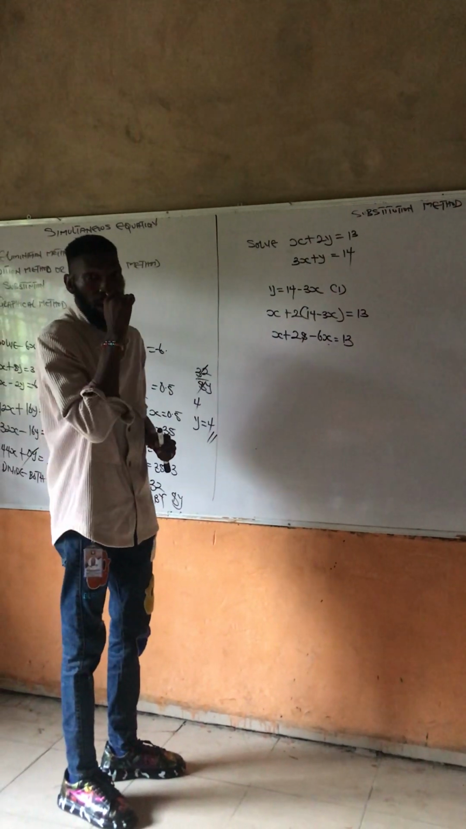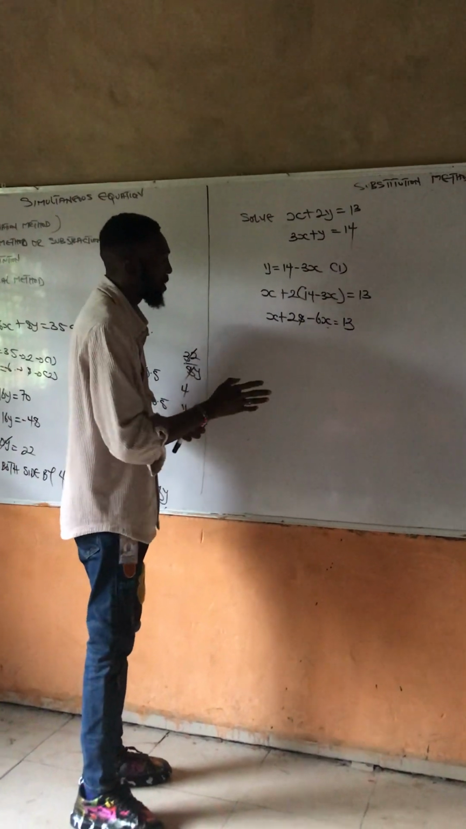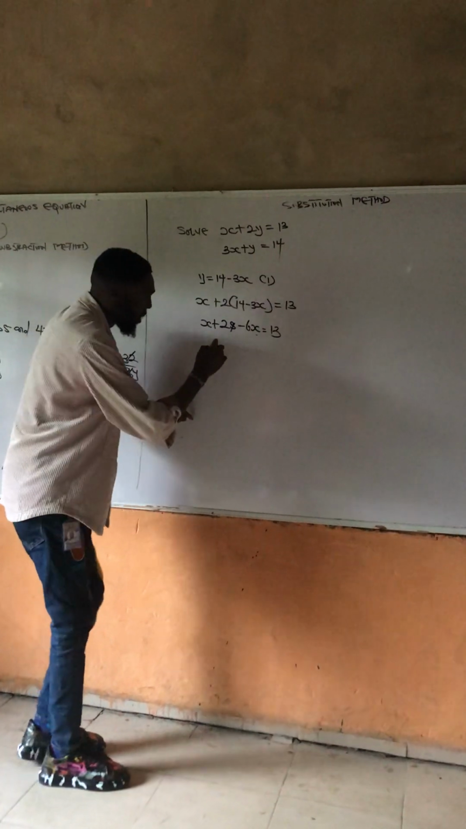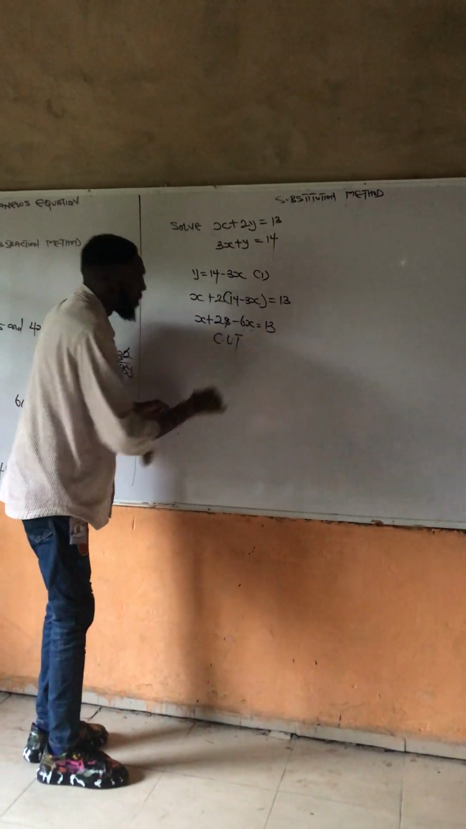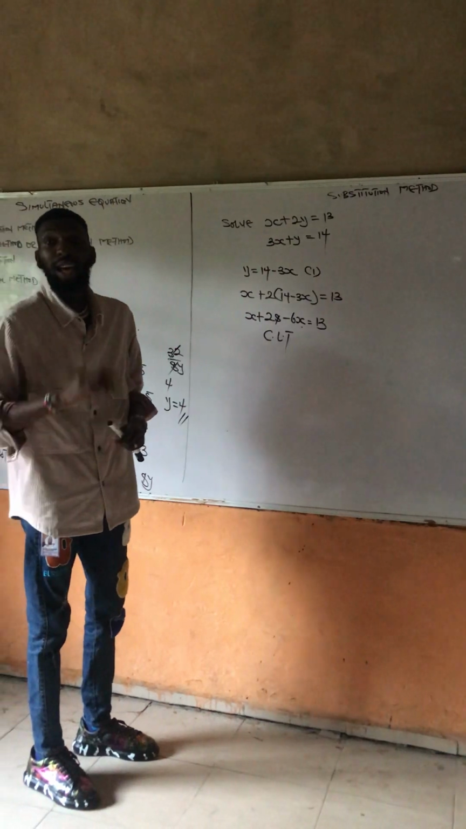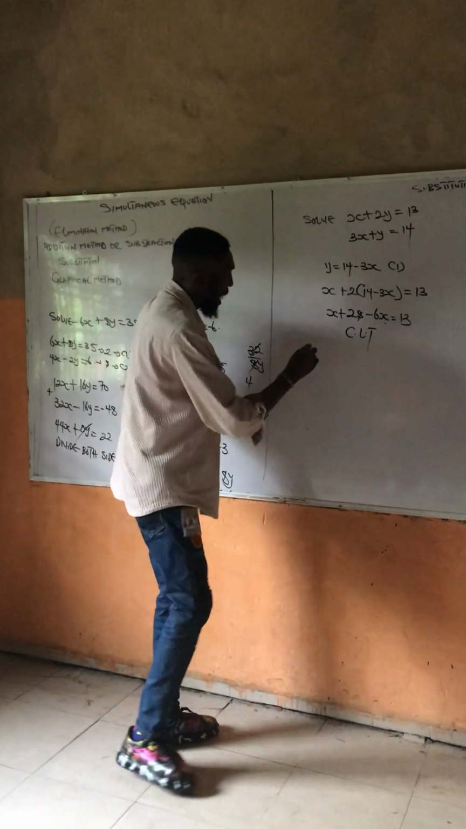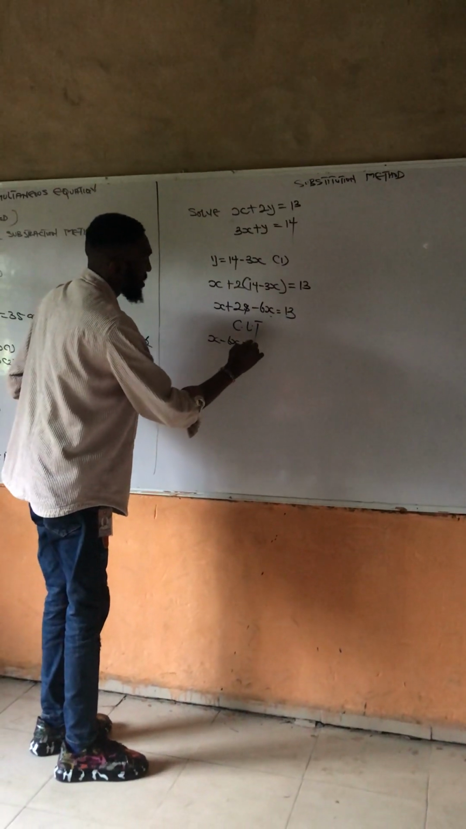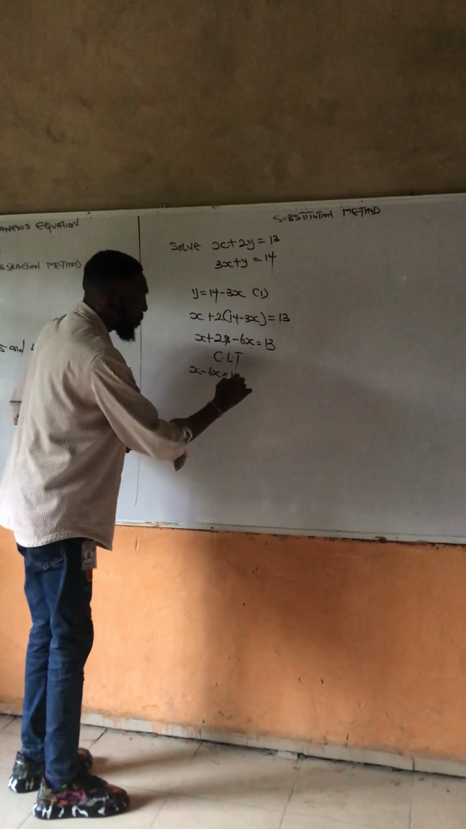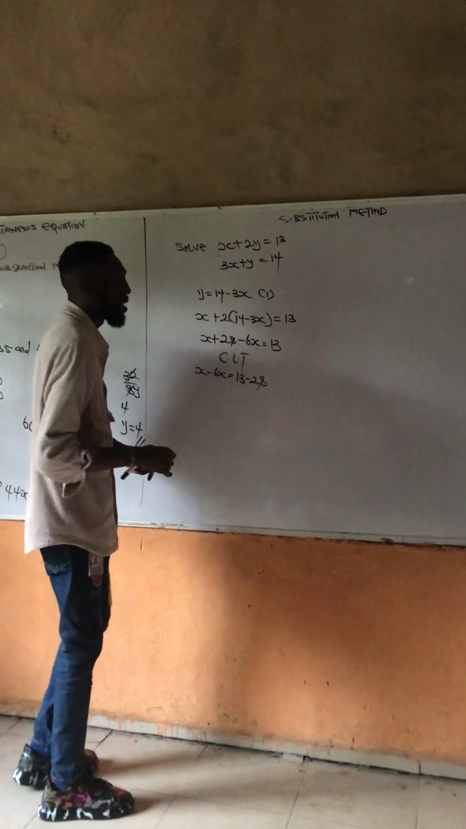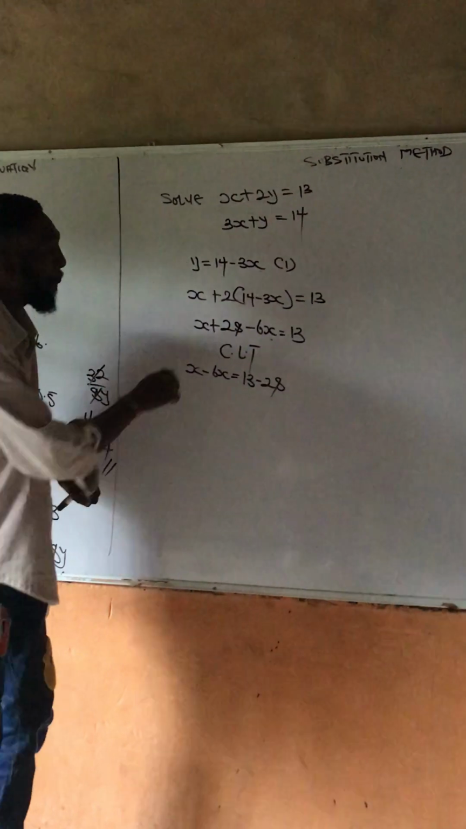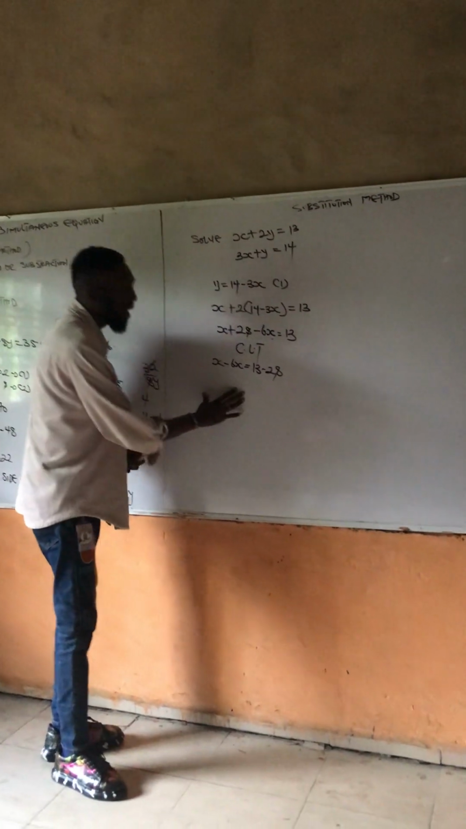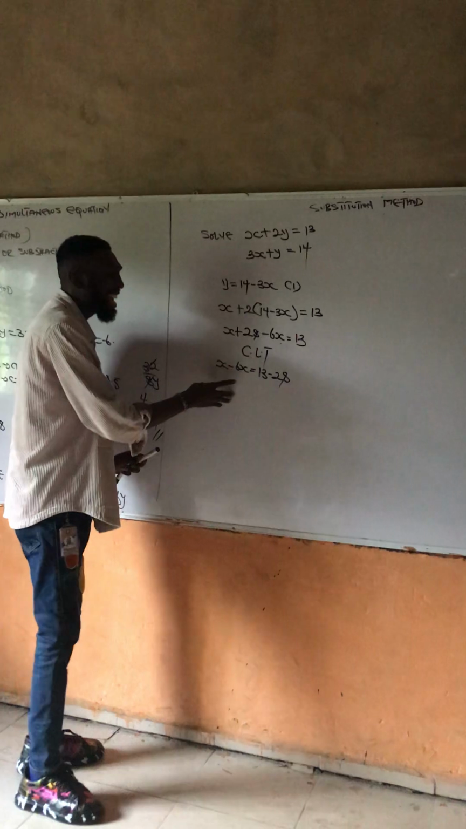What am I going to do now? I'm going to isolate everything. Now I'm going to collect like terms at this particular junction. I'm going to write CLT. What does it mean? Collect like terms. So it's going to be x minus 6x equals 13 minus 28. Because when plus crosses the equals sign, it becomes minus. So at this junction, I collected like terms. So it's going to be x minus 6x.